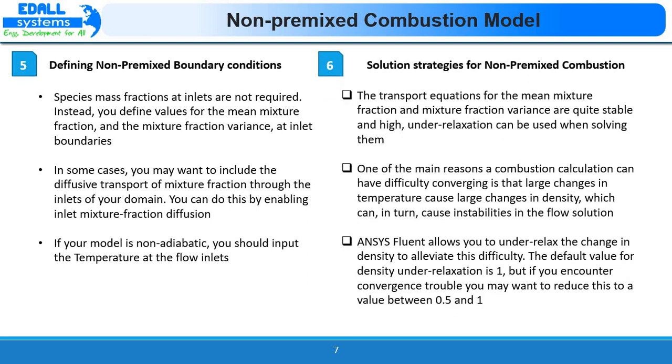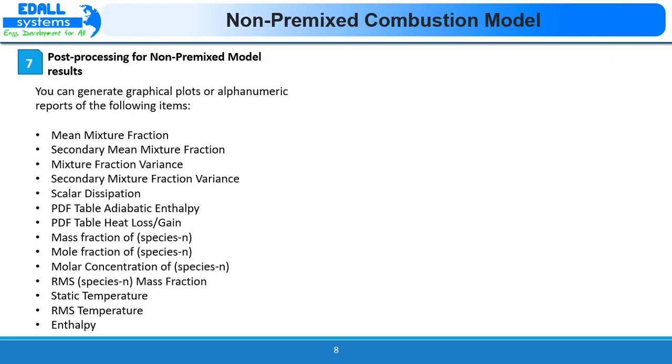The next step is solution strategies for non-premixed combustion. After defining everything, when we are about to start the simulation, it may happen that the solution won't converge and it may start diverging. This is because when we are dealing with combustion calculations, there are large changes in temperature which cause changes in density, which in turn can cause instabilities in the flow solution. There are various strategies one can follow, such as changing the under-relaxation factors, mainly the under-relaxation factor of density. Even Fluent sometimes recommends changing the default value of 1 to a maximum of 0.5.